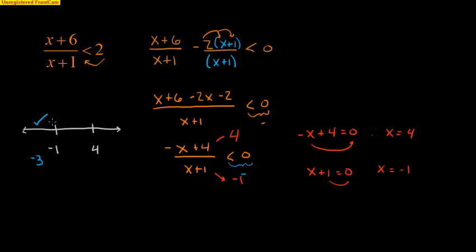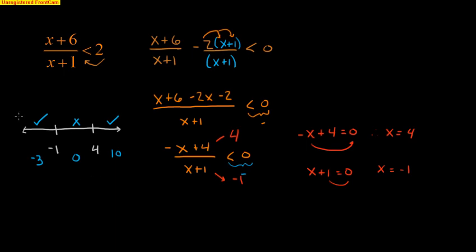So that works. What about negative 1 to 4? I'm going to pick 0. That's an easy one to pick. I'll get a positive divided by positive. That's no good. What about a number bigger than 4? How about like 10? That's going to give me a negative divided by a positive, which is a negative. That's going to work. So I'm sure some of you are probably wondering, is it always going to alternate? No, it's not always going to alternate. You have to do the test values to see where your solution intervals are going to be.